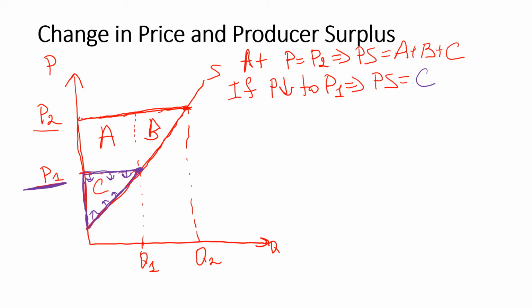Guys, you see that producer surplus has actually decreased, and what happened is we lost this area A and B. Just think about producers. They all the time want to get a higher price for a product. Therefore, when the price of the product is decreasing, producers are going to be worse off. So now we need to explain what area A and area B are.